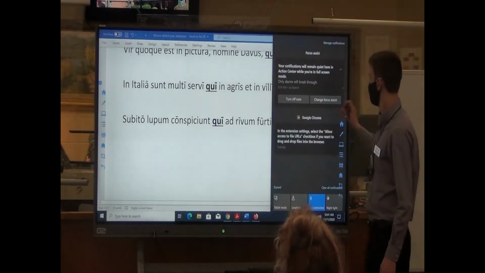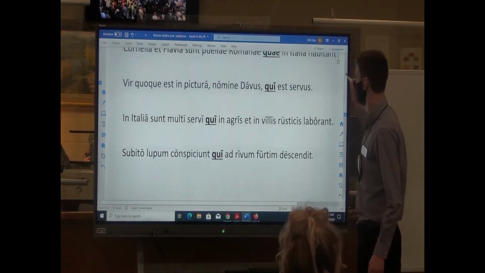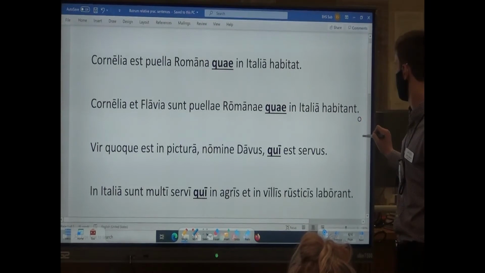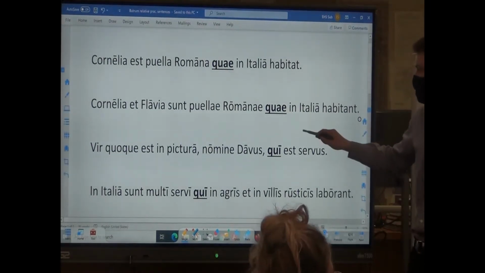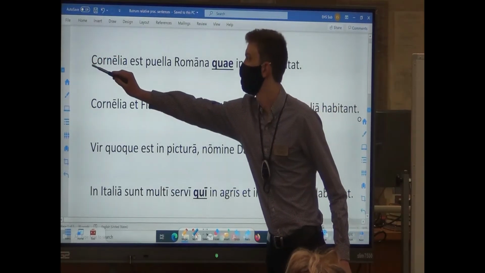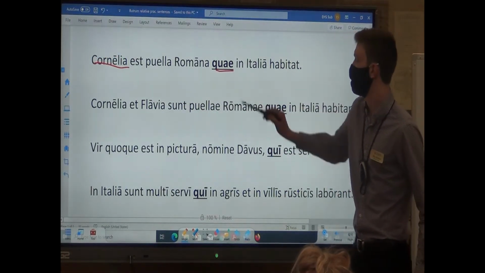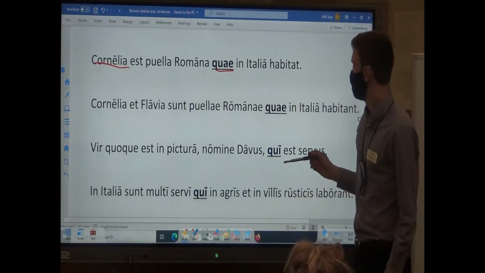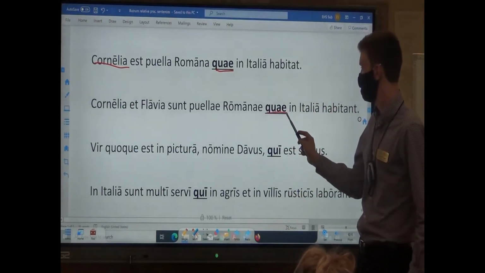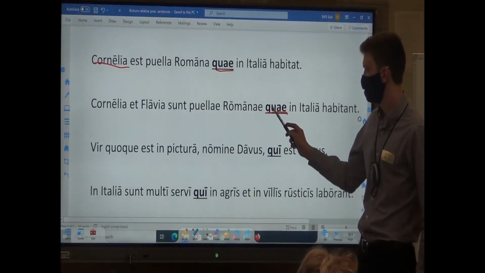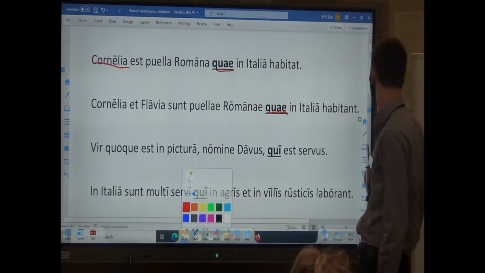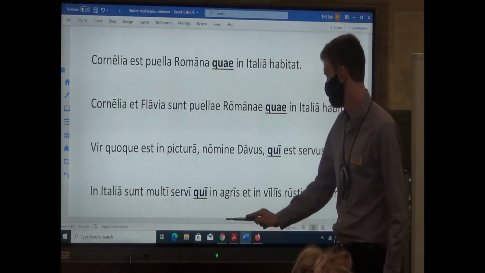Not case. Right. So it's hard to tell in these ones because usually this is our subject. Cornelia is our subject, so they match in all three. But in the lower sentences, they don't usually match. So this is going to be feminine and plural, because if you look at your chart, which is down here.